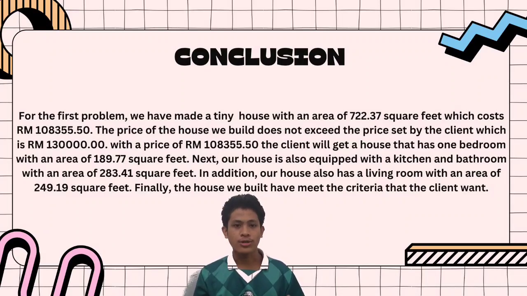Next up, our house is also equipped with a kitchen and bathroom with an area of 283.41 square feet. In addition, our house also has a living room with an area of 249.19 square feet.